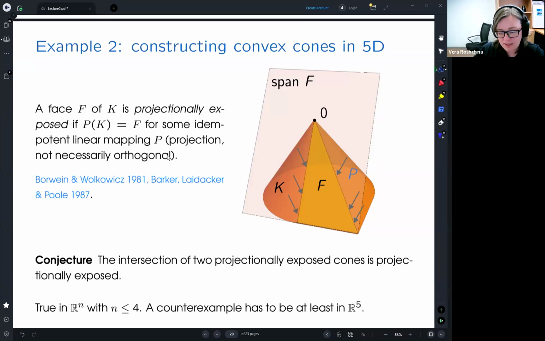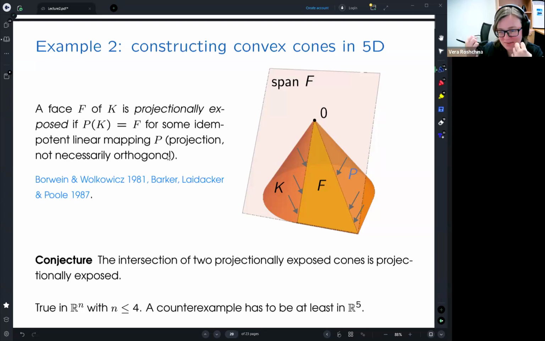So, and again, this is all about representations. There is a particular property of convex cones called projectional exposure, and it's formulated in a very simple way. If I can take my closed convex cone and project it onto each one of its faces, so for every face I can construct a projection mapping, not necessarily orthogonal, but a linear mapping that maps the cone to the linear span of the face and fixes all points of the face, then I call this cone projectionally exposed.